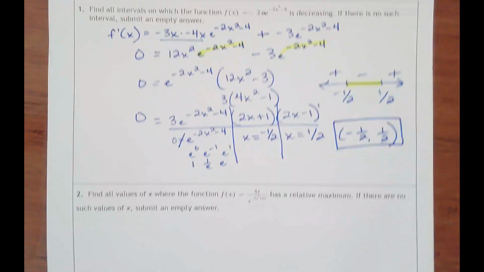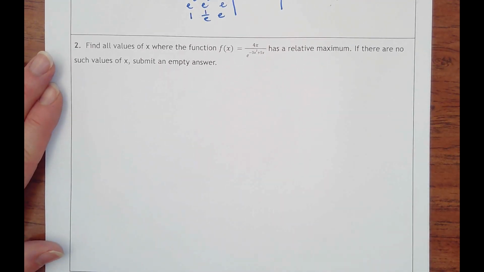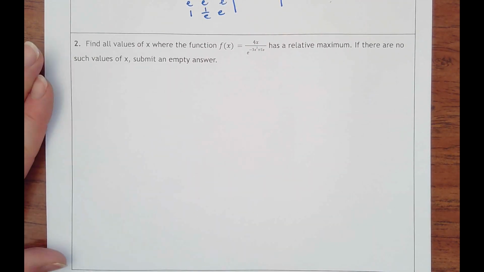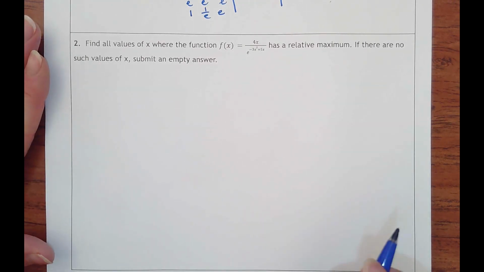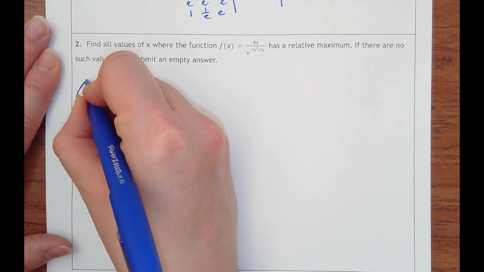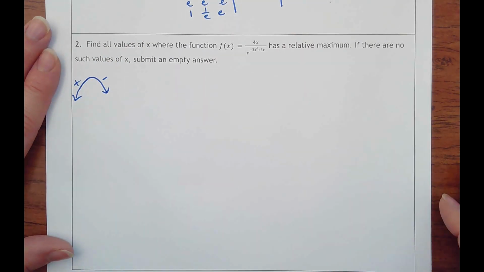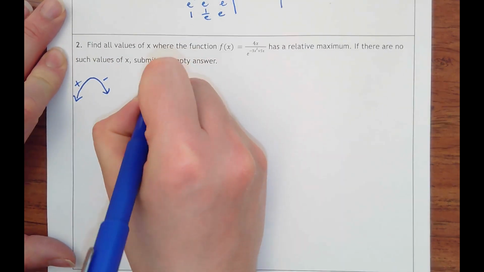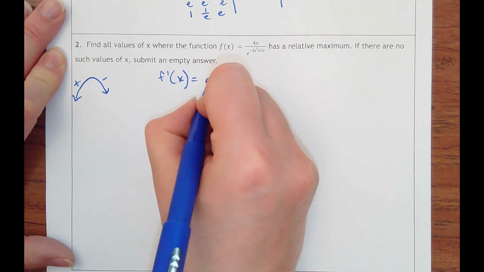All right, number 2. Only thing different is we have now a quotient rule, and we're trying to figure out where it has a relative maximum. So again, maximums happen where we know slopes are changing from increasing to decreasing, right? Positive to negative slope.